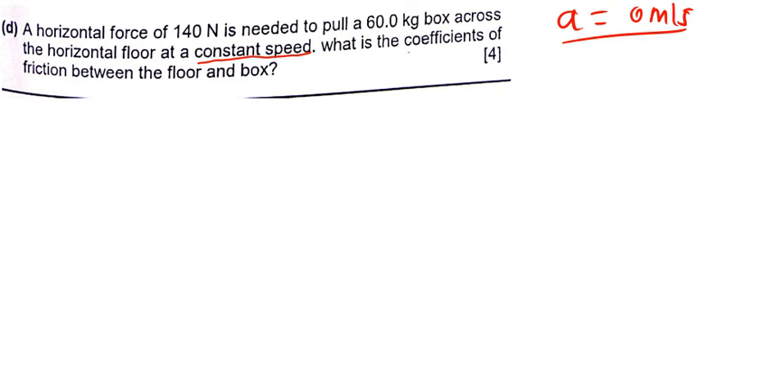Now, the first thing is to come up with a free body diagram. In the morning we were talking about a free body, and I explained what a free body diagram is. It is just a simple diagram which helps you understand what you're doing. We have been told that it is horizontal. We have got a box, and this box is 60 kg, and a force of 140 Newton to pull it.